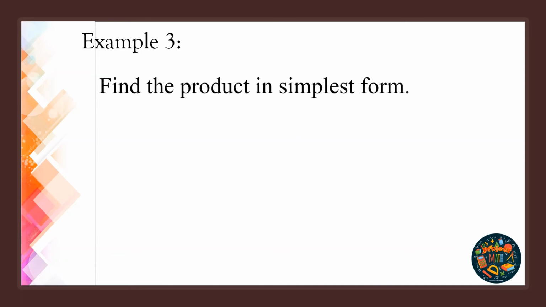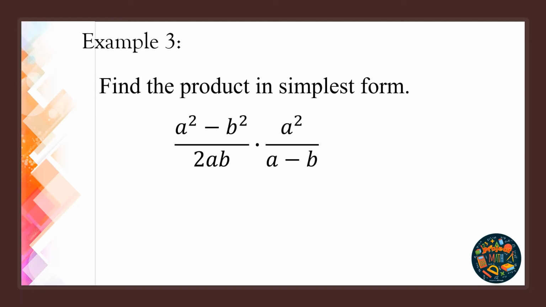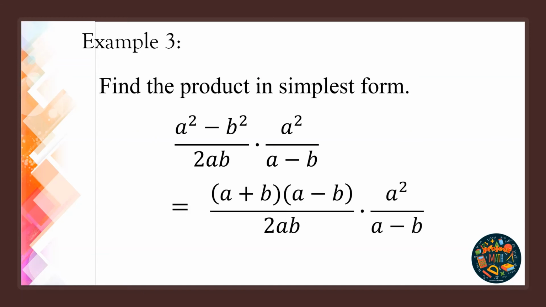Example number 3, find the product in simplest form. For example, we have (a² - b²) over 2ab multiplied by a² over (a - b). So, ano ang pwede nating i-factor dito? Tama, yung a² - b² because this is a difference of 2 squares. So, eto ngayon ang factors natin. Square root ng first term a, square root ng last term b. Then, meron tayong plus and minus. So, we have here 2ab, a², and a - b. So, nire-write na lang natin because those are prime polynomials.